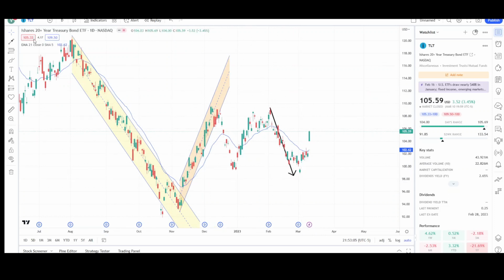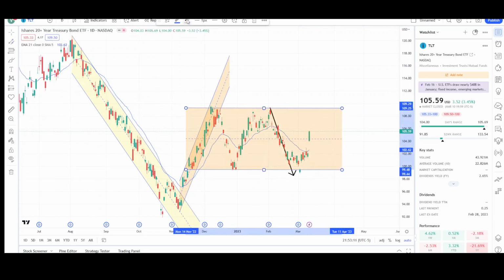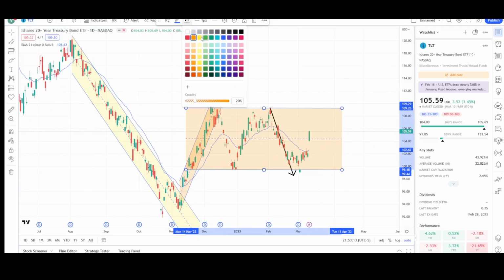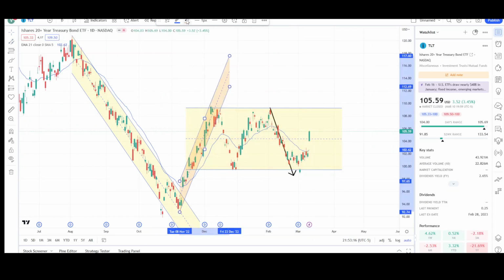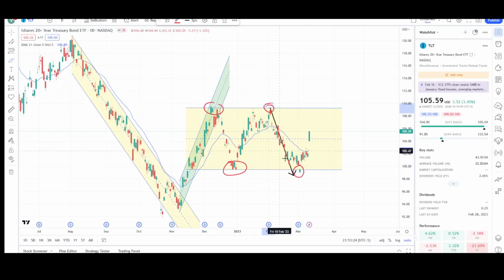So it looks like the shorts got trapped, and it looks like we're making the second attempt higher for the orange channel because this range looks to be in play. Let's make this uptrend green. So you see how this range is acting as a support and resistance zone. We're finding a lot of resistance at the high side, support here.